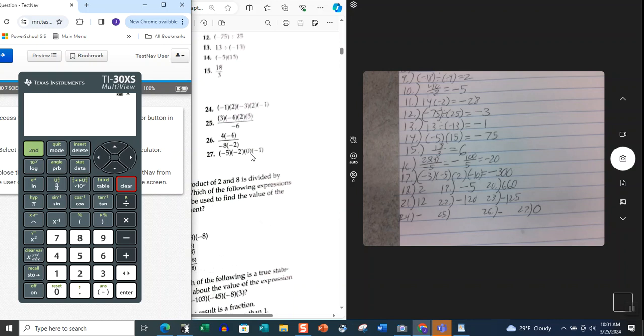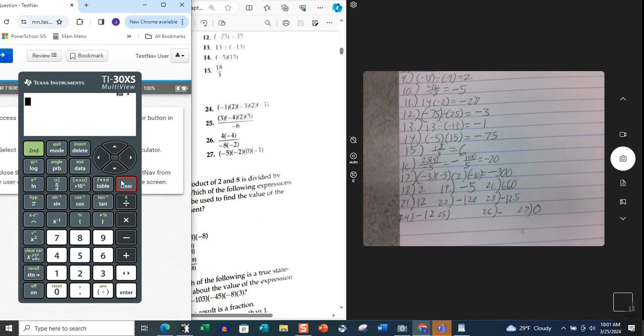Now we just have to do 24, 25, and 26. So we had -1, in parentheses we had 2, in parentheses we had -3, then we have 2 in parentheses, and then we also have a -1 in parentheses. And our final answer here would be -12. That's problem 24.